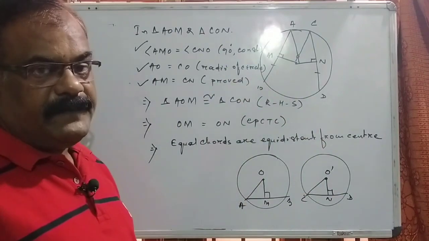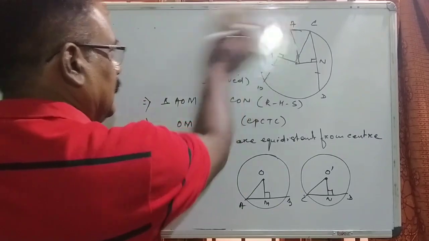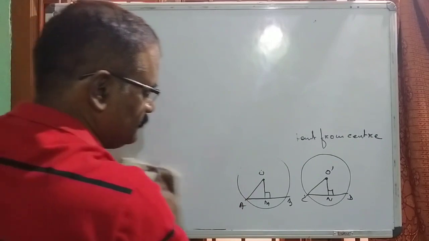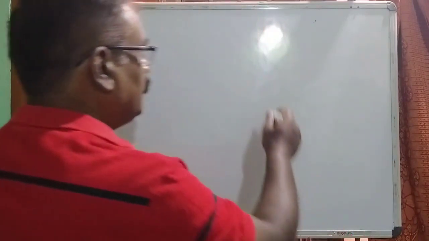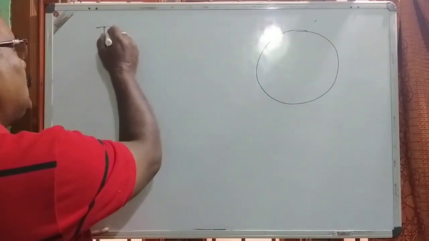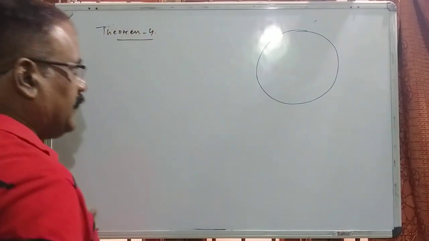If we converse the statement, what will be the converse of the statement? Here we have that equal chords are equidistant from the center. If we converse the statement, that means if two or more chords are equidistant from the center, then we can prove that these chords are also equal. This is the converse of the previous statement. In the case of a circle, this is theorem number 4, which is the converse of theorem number 3.